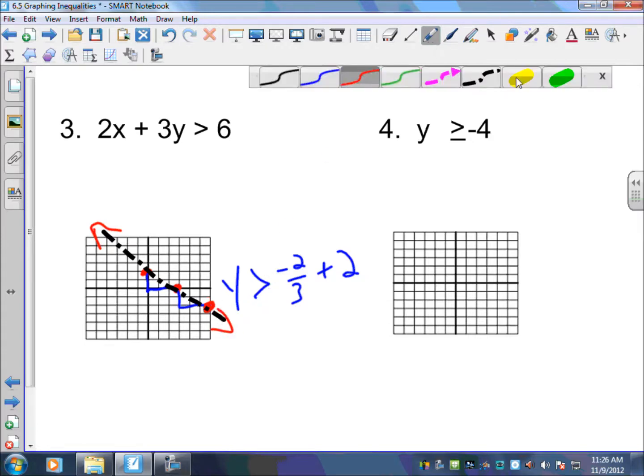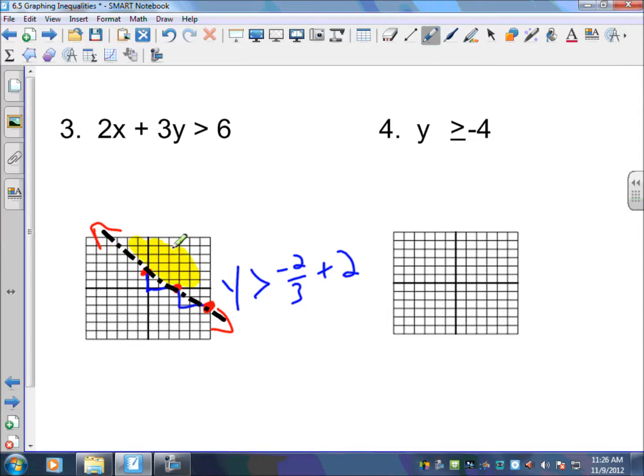And I have to shade. So you have to remember two things now. Is it dotted or solid line? And where do I shade? It's eating the y, so I shade above. Eats the y, shade above. Eats the mx plus b, shade below. Okay?